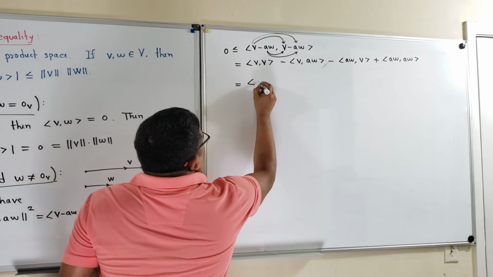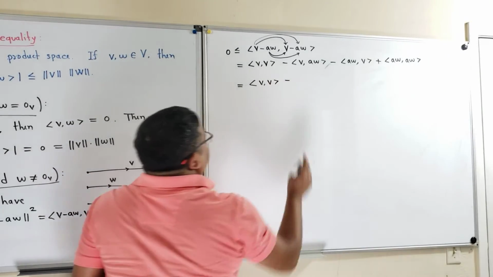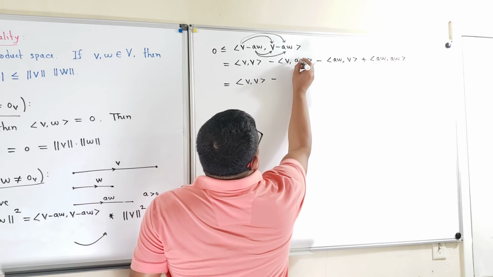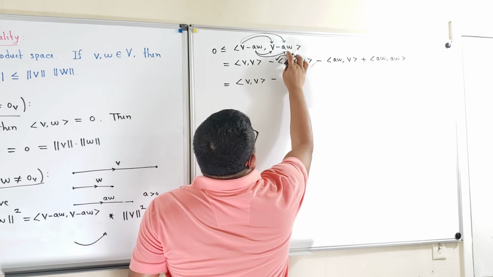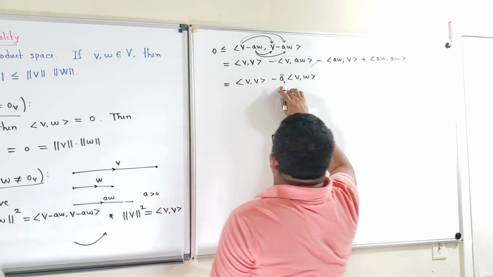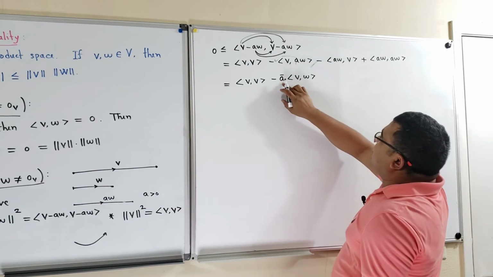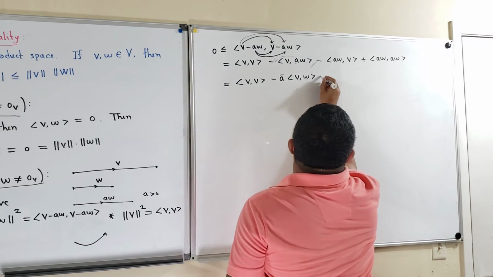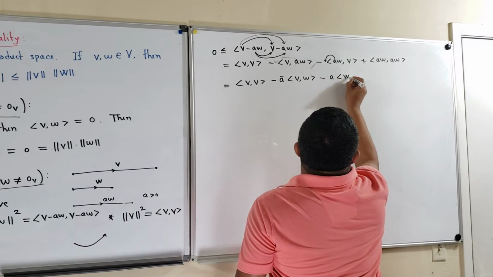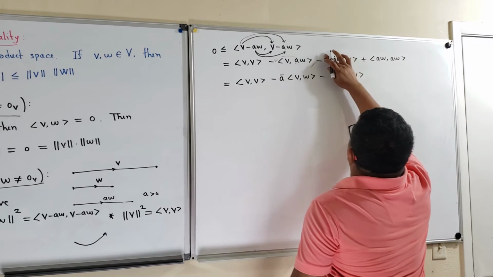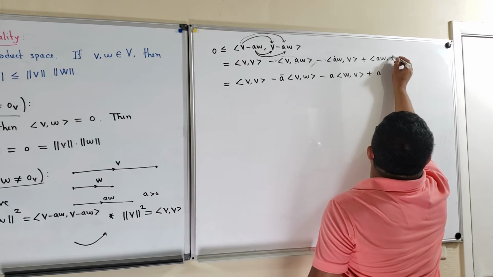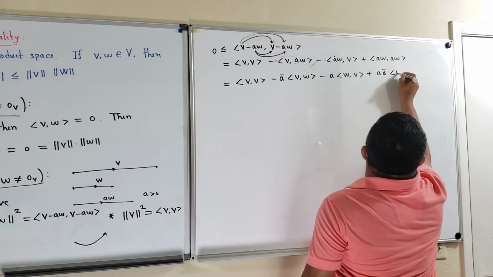So here inner product of V, V minus, from the definition of inner product we know that if there is a scalar here, then if we take A outside of inner product, then it becomes A conjugate, inner product of V, W. So A conjugate, because A can be a real number or a complex number, minus this one, if A comes outside, then it is just A, inner product of W, V, and here if this A comes outside, then it is just A, and if this A comes outside, then it's A conjugate, inner product of W, W.